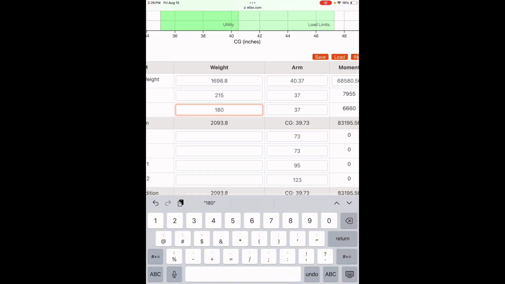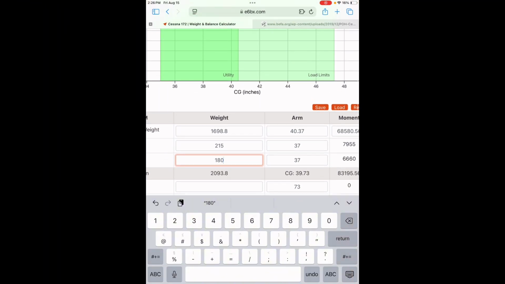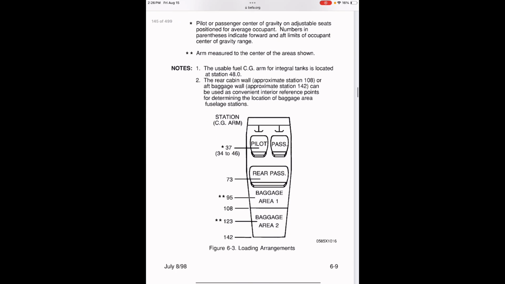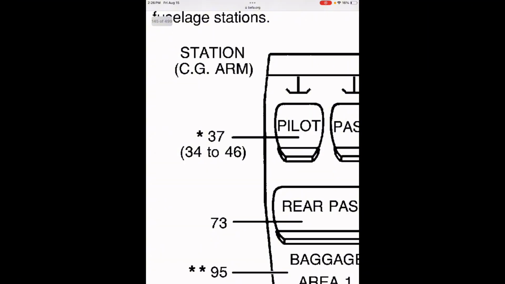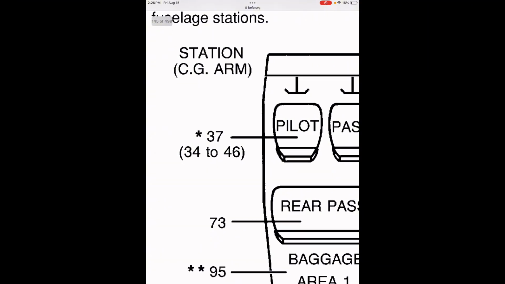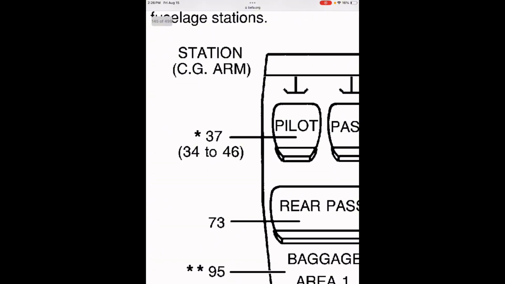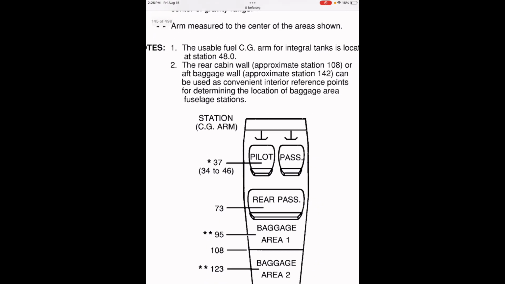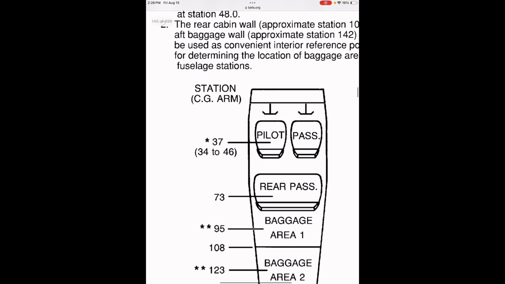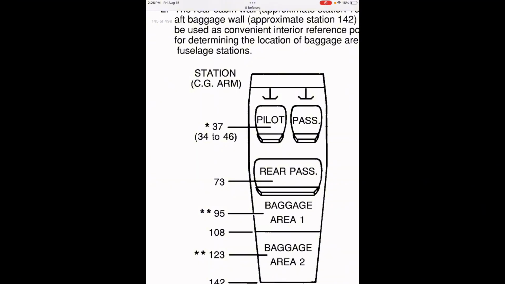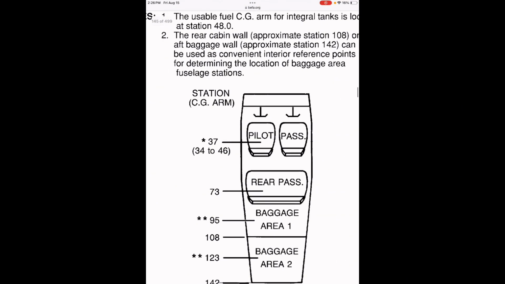Now we'll go over to the arm. It already put us at 37 for the arm. We're just going to go back to that loading arrangement sheet and make sure it's accurate. So the pilot and passenger is right at 37, but we have to know, if I have a tall student or a really short student, that's going to vary from 34 to 46. So try to be a little bit conservative. For this, just to make it simple, we'll just use the 37, but make sure if you have a 6'7" passenger, they might be more towards this 46 because they really got to push that seat back.